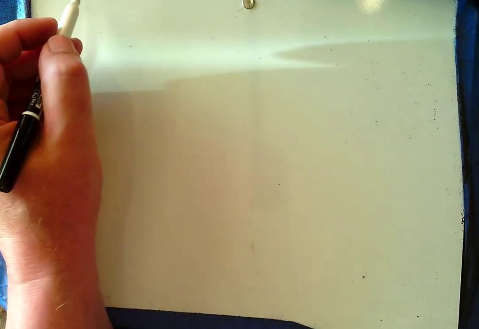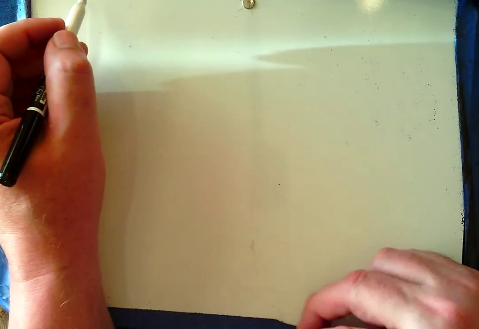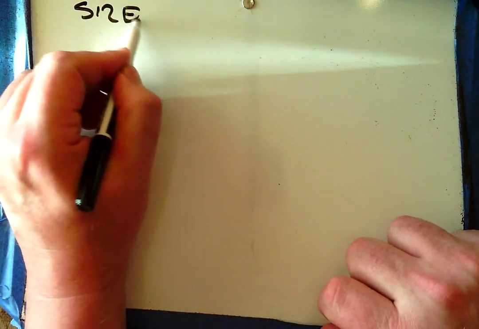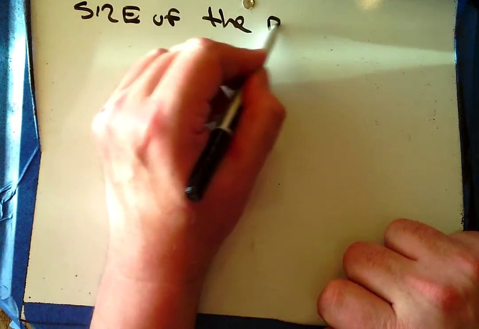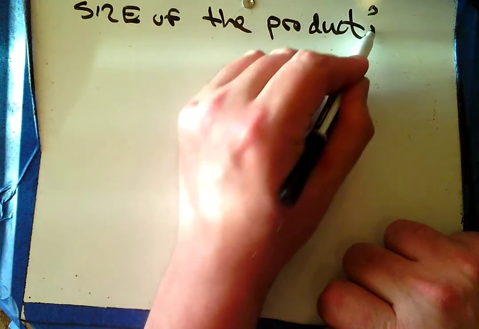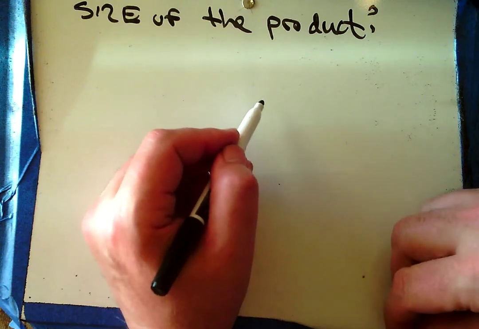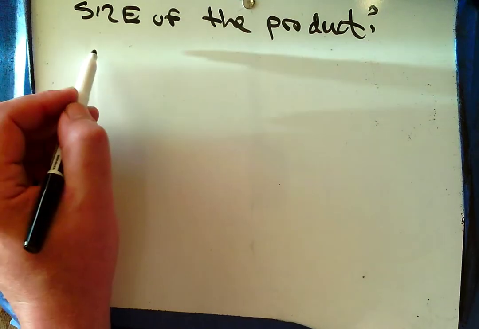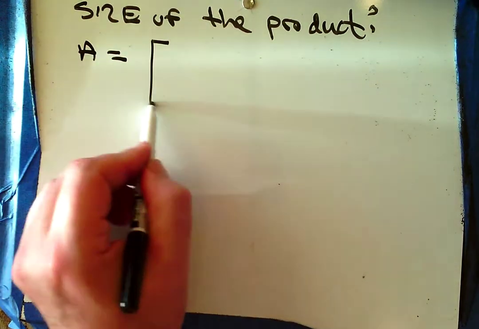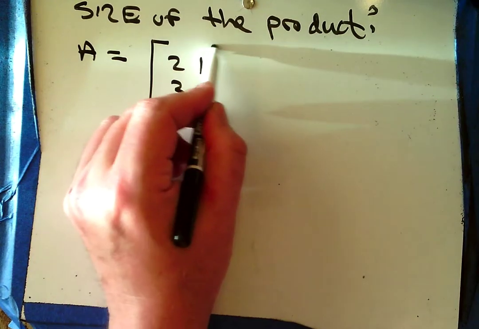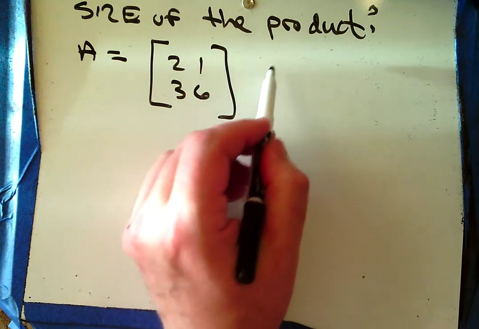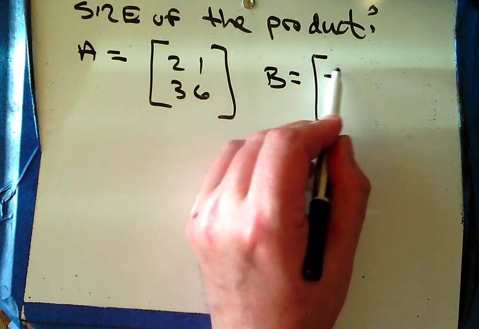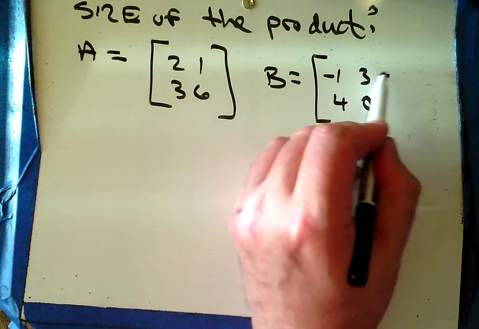Now that we figured out what permission we need in order to multiply two matrices, what about the size of the product? How big will the matrix be when I'm done multiplying the two matrices together? So let's say I've got A equals 2, 1, 3, 6, and B equals negative 1, 4, 3, 0, negative 2, 1.